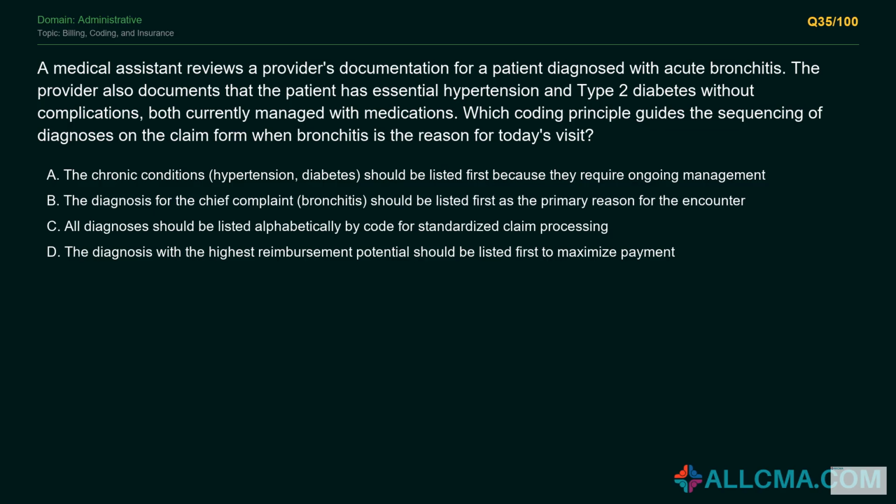Option A, the chronic conditions, hypertension, diabetes, should be listed first because they require ongoing management. Option B, the diagnosis for the chief complaint, bronchitis, should be listed first as the primary reason for the encounter. Option C, all diagnoses should be listed alphabetically by code for standardized claim processing. Option D, the diagnosis with the highest reimbursement potential should be listed first to maximize payment.